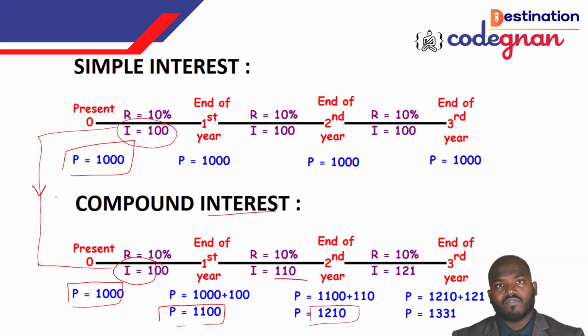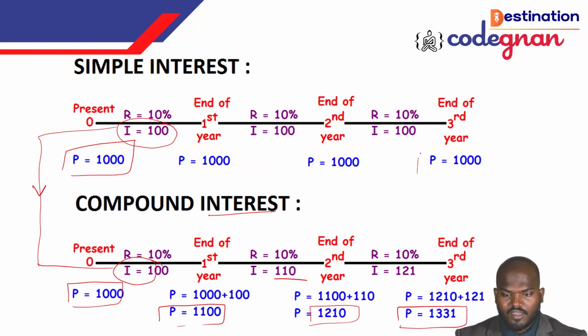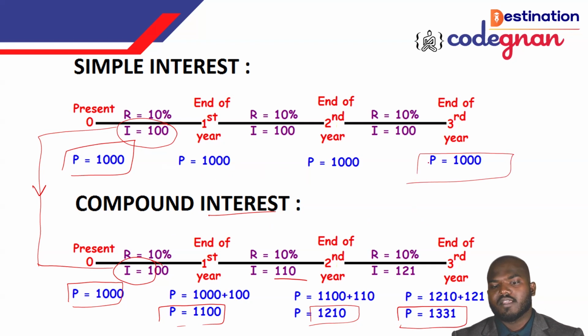In simple interest, the first year interest and the interest of the first year in compound interest are going to be the same. That is 100 only. From the end of the first year, the principal keeps changing in compound interest. You see this one, at the end of the third year you will get a principal of 1331, and here it is still 1000 only. So the interest will also remain 100 only.